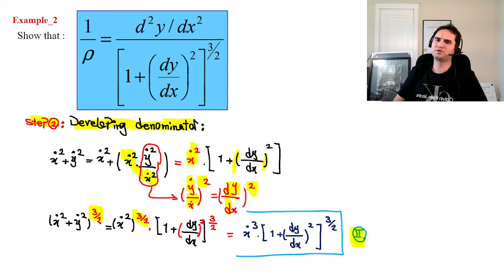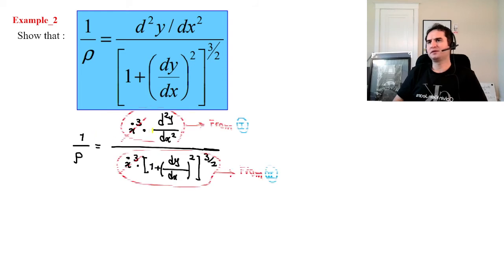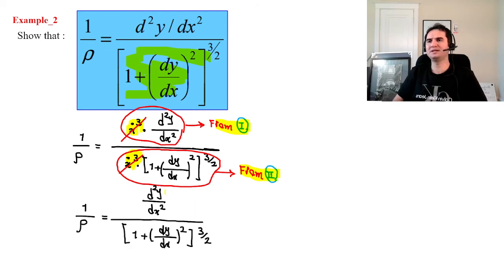And if we call that equation 2, that's close enough to our denominator. 1 over rho, the numerator comes from equation 1, the denominator comes from equation 2, and if you cancel x dot cubed from both numerator and denominator, you get the same exact term as here. So that says 1 over rho is d squared y over dx squared over this term.